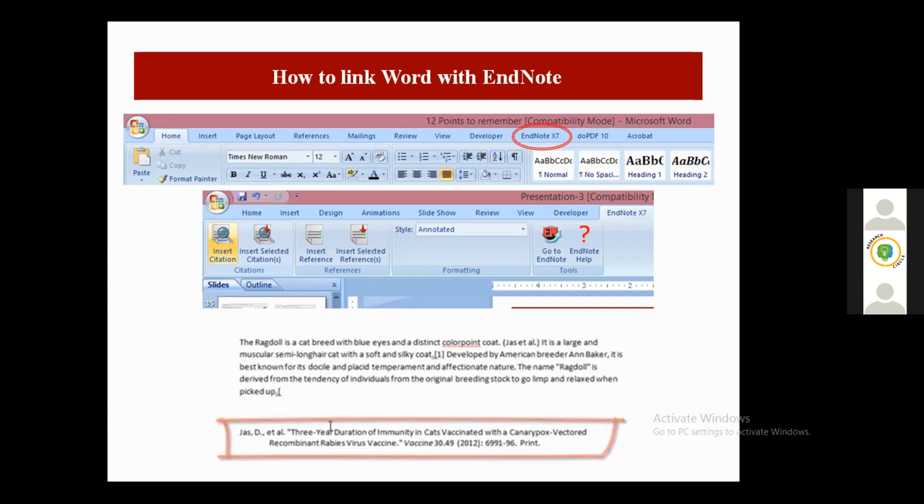So it is a very easy task, and there is no need to write the dots and commas in the reference. Simply put the paper in the Word place. Suppose you are typing the thesis, and you have to include 150 references. At different stages, you can simply call that reference from EndNote.